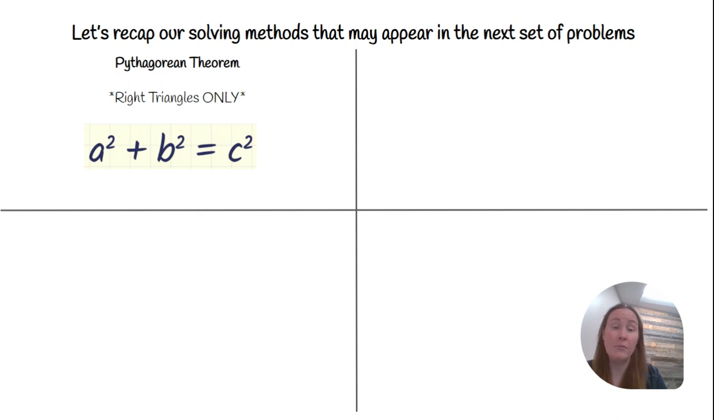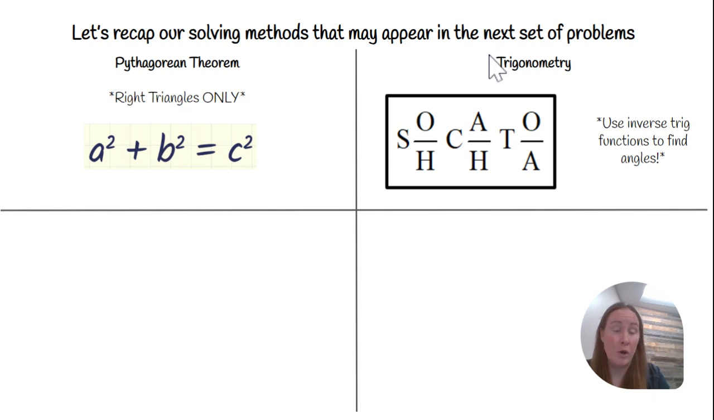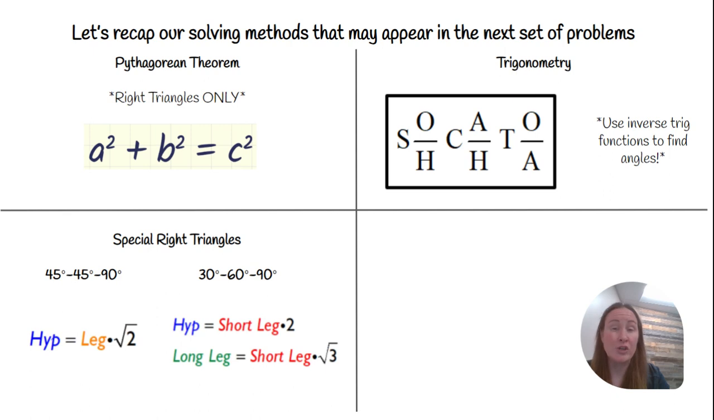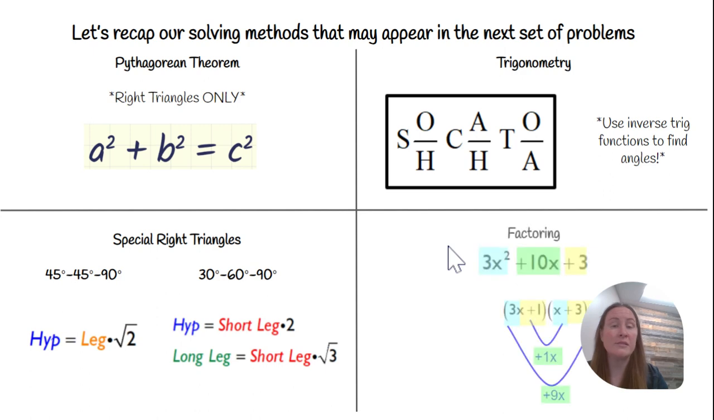We'd use the Pythagorean theorem if we have a right triangle and we're attempting to find the length of a side, but no angle measures. We would use our SOHCAHTOA if we have a crazy angle measure like 38 degrees or 72 degrees, or we're attempting to find an angle measure. We could use our special right triangles if we see the label of a 45 degree, a 30 degree, or a 60 degree angle on our problem, and then we could use our formulas. And last but not least, if we see a variable squared, that's typically our hint that we're going to use some factoring. Throughout these problem sets, we're going to have to decide between these four methods to help us solve.